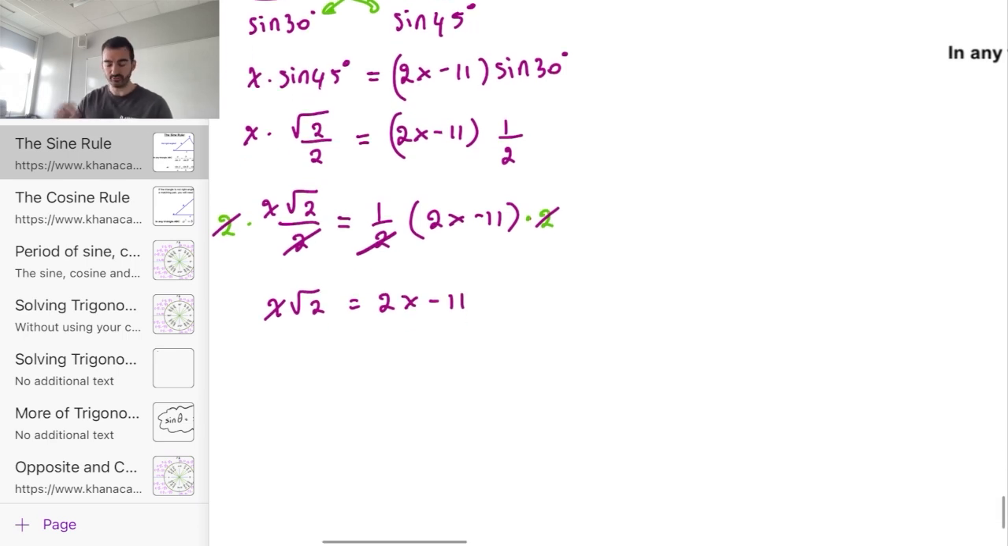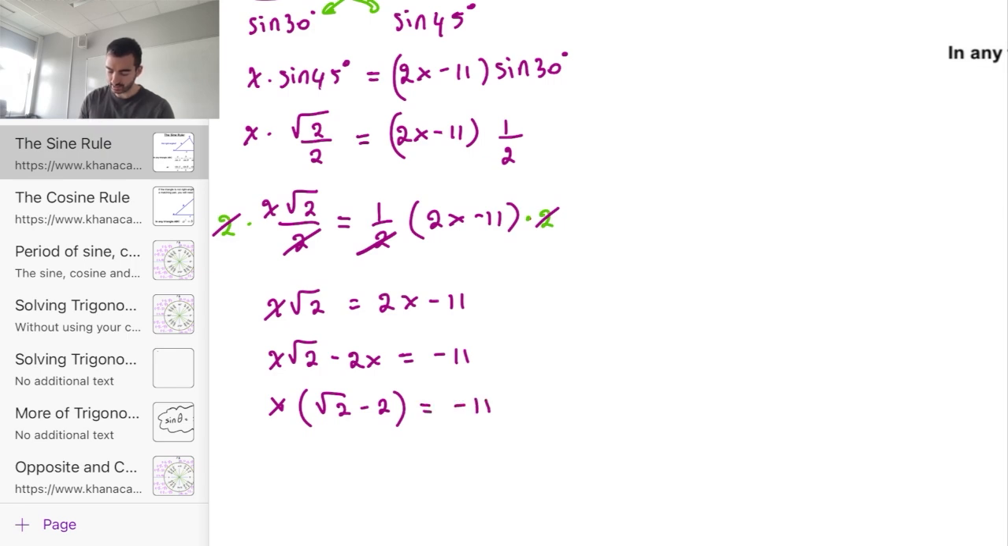Now, if I want to solve for x, I have to isolate the x's. So I have x root 2 minus 2x is equivalent to negative 11. I will factor out the x, so root 2 minus 2. x times root 2 minus 2 is equivalent to negative 11. So x is negative 11 over root 2 minus 2.